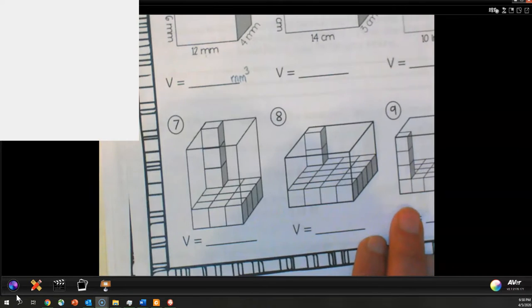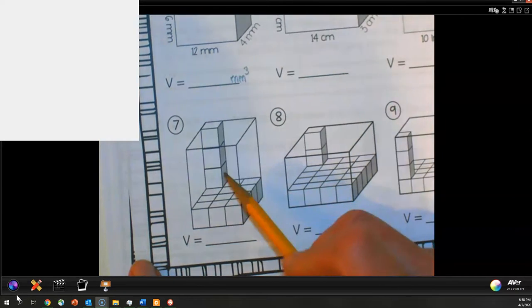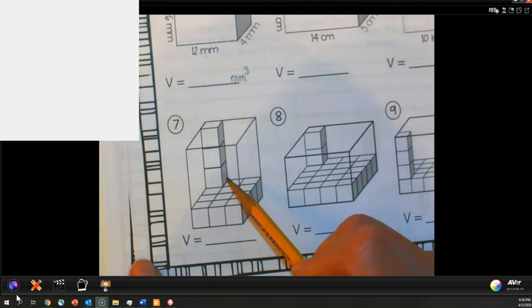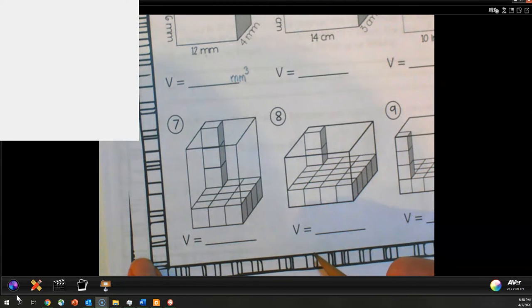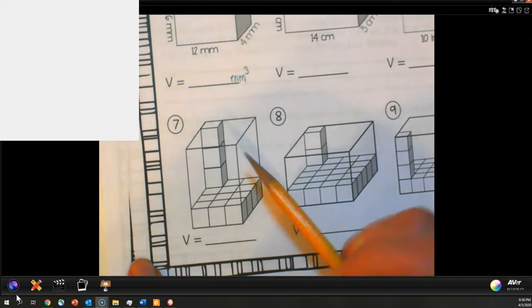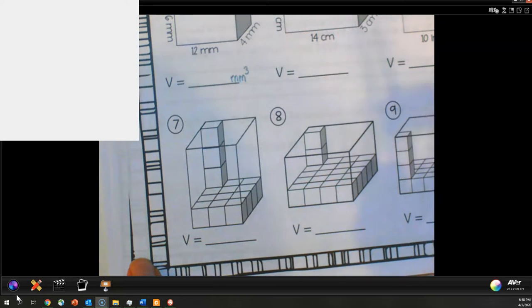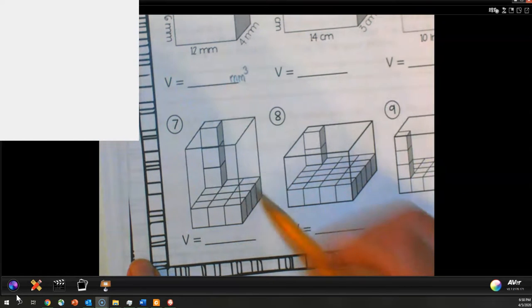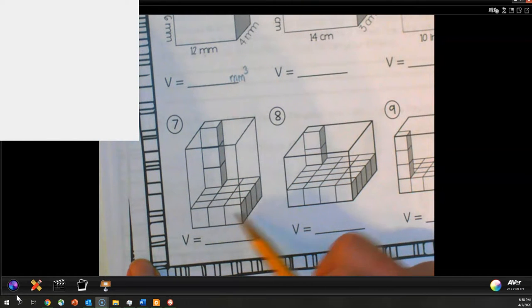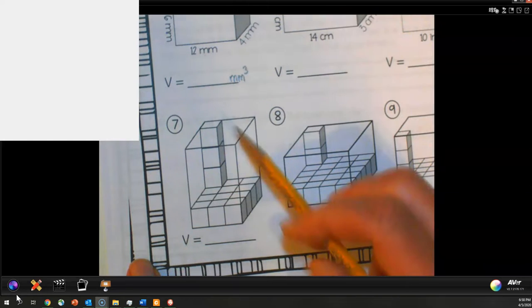Now down here on number 7, they do look a little different, and I think if you remember back, we did a couple of these. I told you a story about my nephew AJ who knocked out all the cubes, but we were still able to find the volume of the shape that he knocked out because he left some still there. And that's pretty much what we have here. We have our length and our width, and over here we have our height.